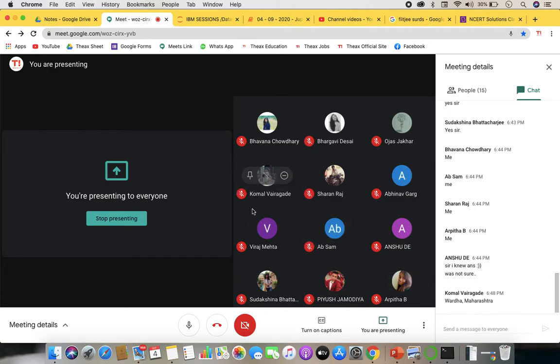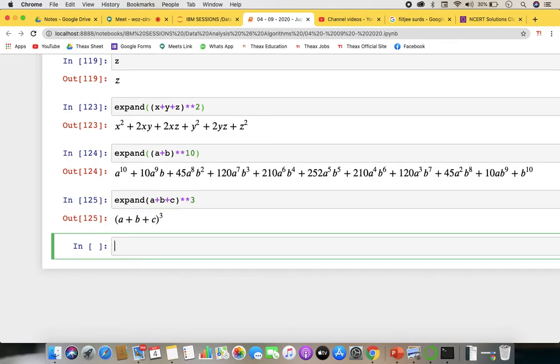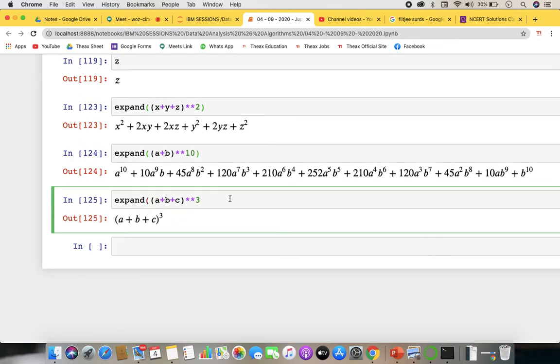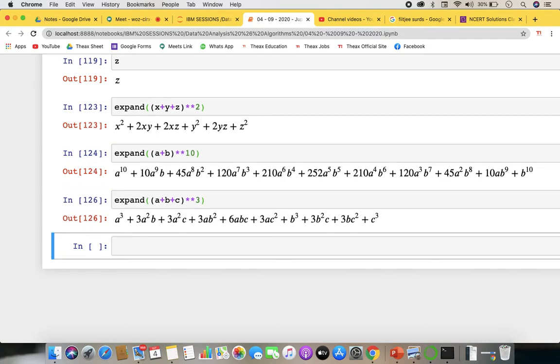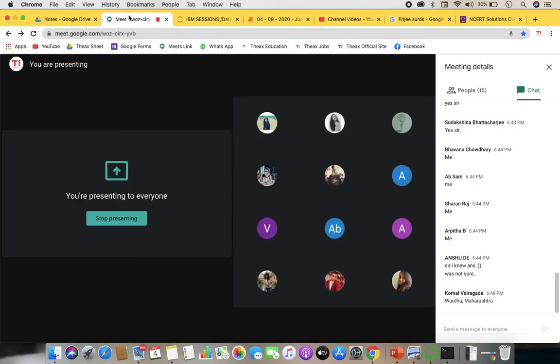Okay, you spoke out some of the equations. I didn't hear it clearly, but still, a plus b plus c whole cube. I think you might have said this. Okay, I missed one parenthesis, and this is a cube plus 3a square b plus 3a square c. Is this what you said? Obviously, you'll be saying yes.